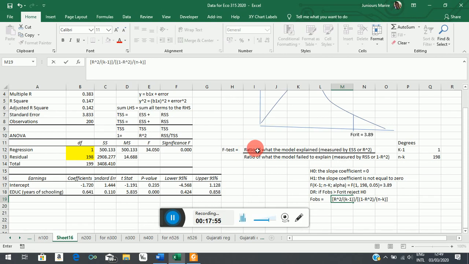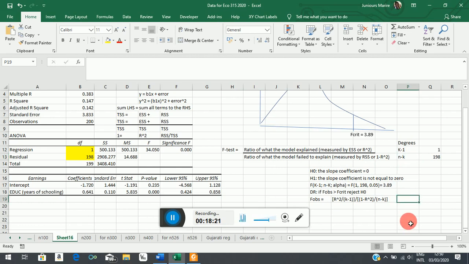Okay, so the K minus 1 over the division sign is what we call the numerator degrees of freedom. The numerator is the explained sum of squares, or what the model managed to explain, and then we adjust that for its degrees of freedom, and what it failed to explain, adjusted for its degrees of freedom.